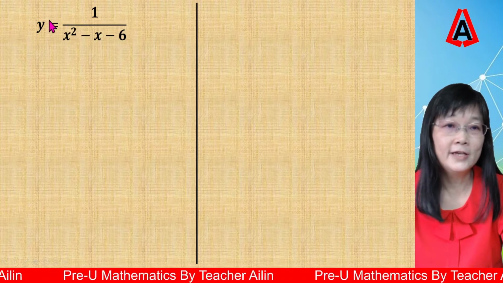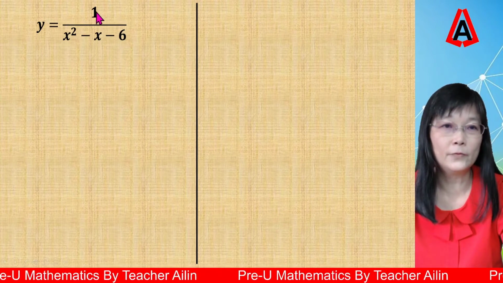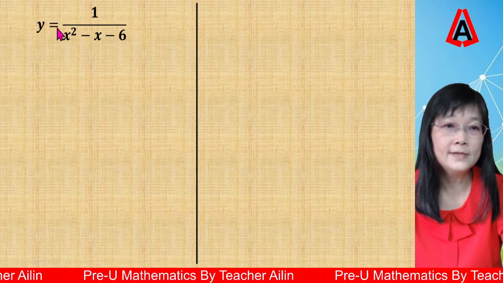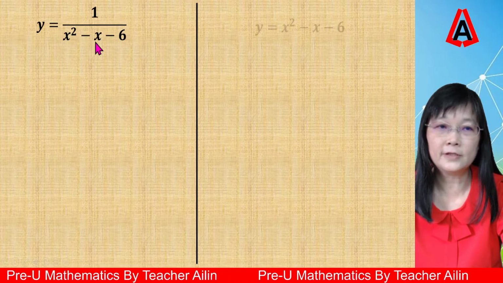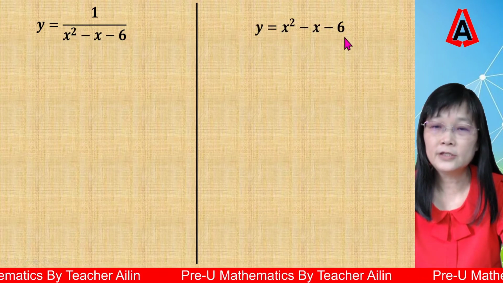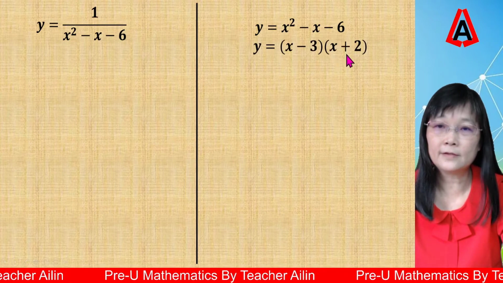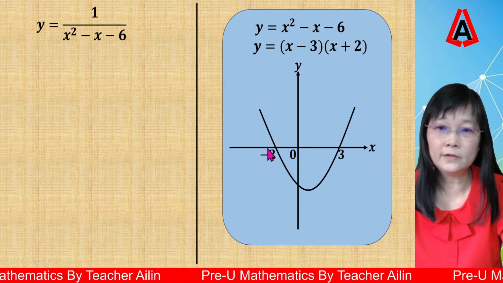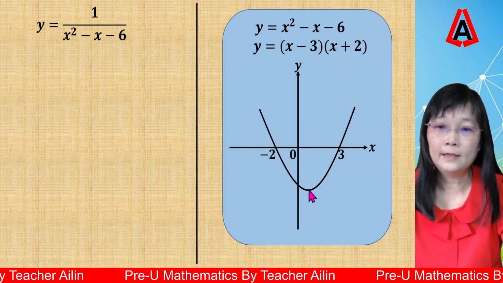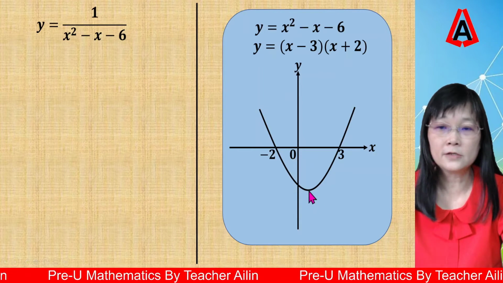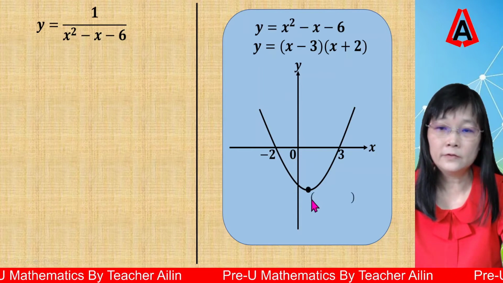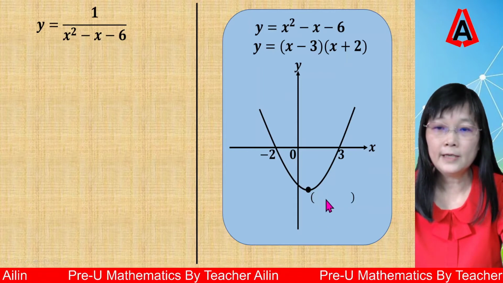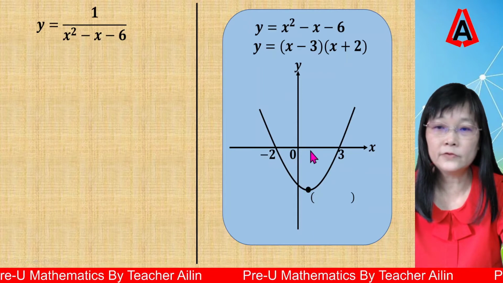Next, we are going to try to sketch 1 over x squared minus x minus 6. First, I'm going to sketch this quadratic function. To sketch this quadratic function, first, I'm going to factorize. From the factors, I can see that the shape of the quadratic function is a U shape. Since this quadratic function has a minimum point, now I'm going to find the minimum value. The x value is the midpoint between negative 2 and 3.